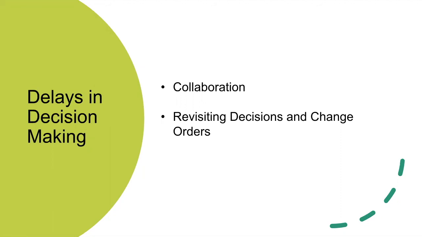Revisiting decisions and change orders. Cultivating an environment that personnel can bring forth new innovative ideas to solve problems can make revisiting decisions more efficient and effective for the project. During a project, new information can be brought about and may lead to adjusting previous decisions. Without a procedure of how to revisit these decisions, a delay could be a result.